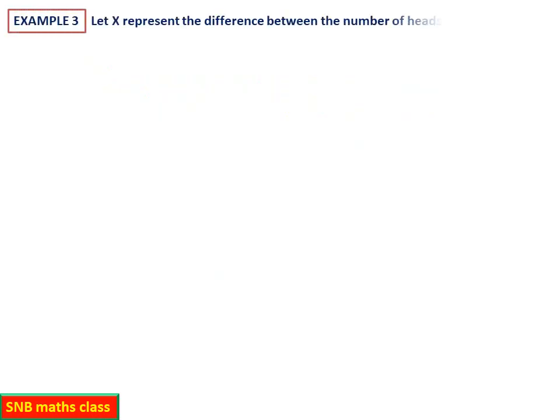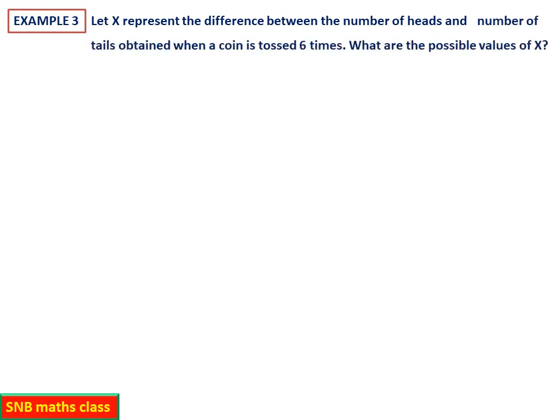Next, example 3. Let X represent the difference between the number of heads and the number of tails obtained when a coin is tossed 6 times. So here of course the random experiment is very complicated, because the number of times the coin is tossed is 6. So you have to be very careful. What are the possible values of X?